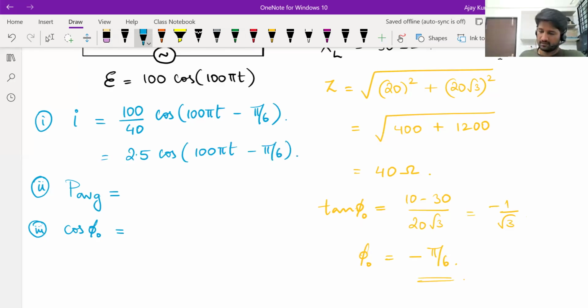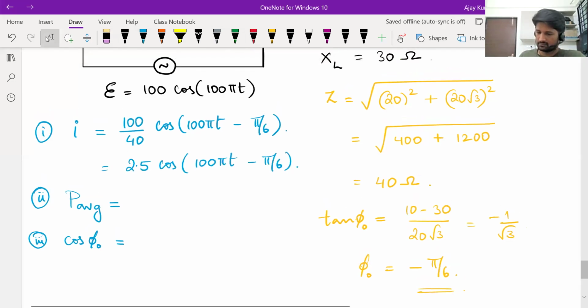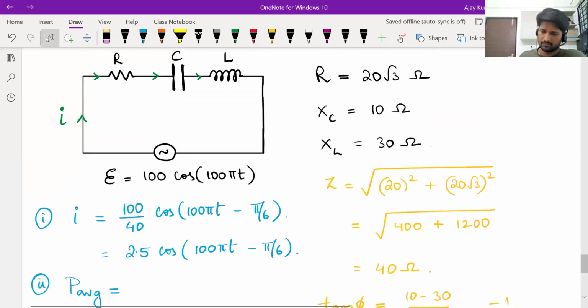Rishi, is this clear? Yeah, sir. Calculation mistake. Okay.